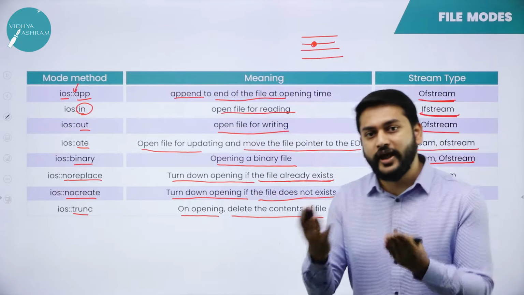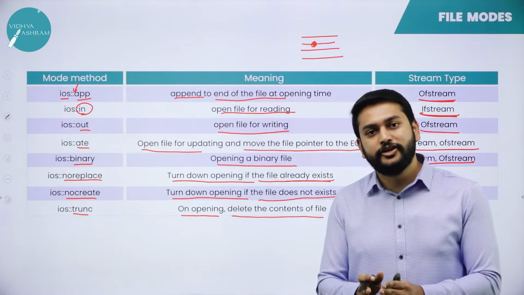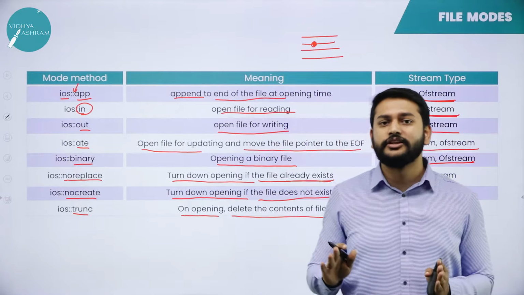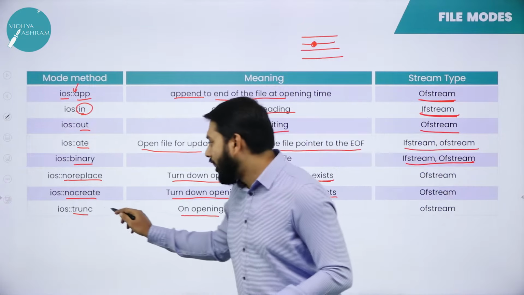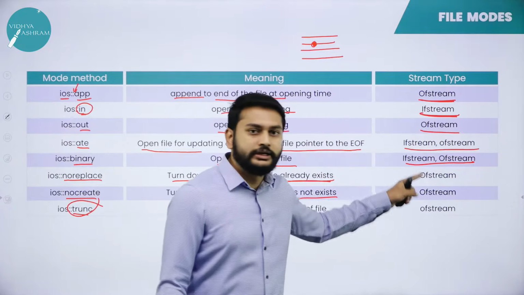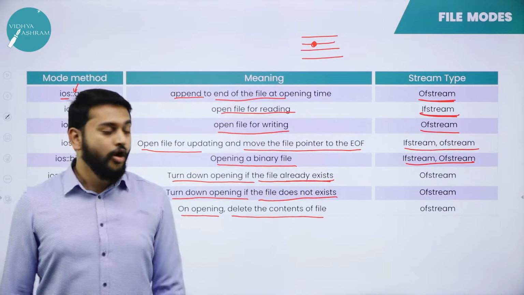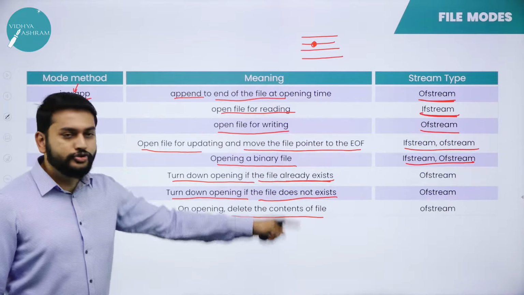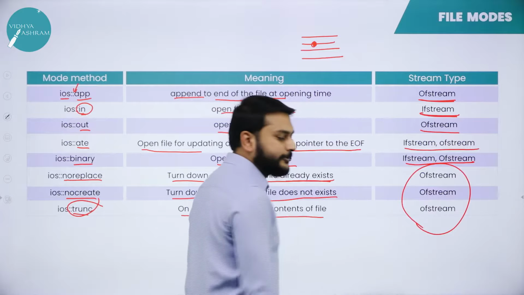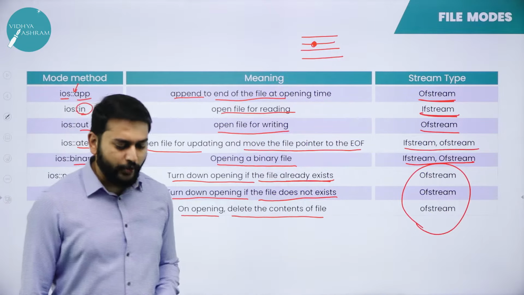I'm trying to open a file. When I have content inside the file, but when I'm trying to open it, erase everything. I don't want anything inside the file. So guys, at that time, I should use this mode. Please look at these streams carefully. All these 3 belong to ofstream. Please observe this carefully.